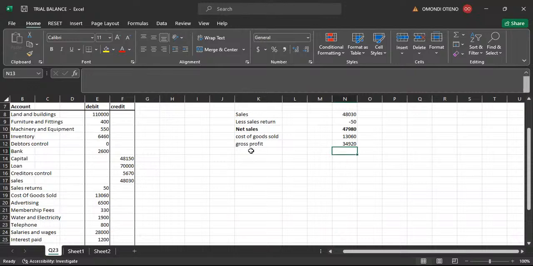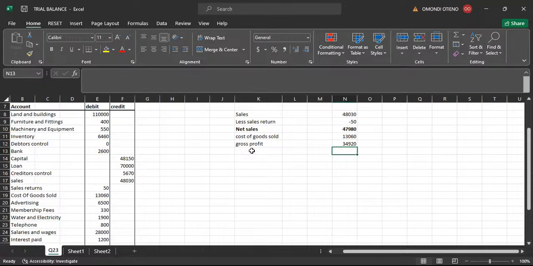Okay, we don't have any other income. The revaluation gain to be under the comprehensive income. We don't have gain on disposal of a non-current asset. We don't have discount received. We don't have income from rental houses. Why are we lessing cost of goods sold?